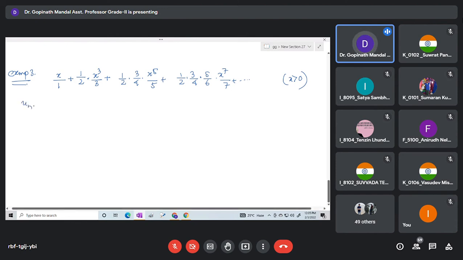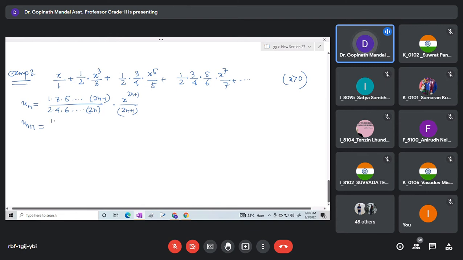Now un, what is un? Un is 1.3.5 up to 2n minus 1 upon 2 4 6 up to 2n, times x to the power 2n plus 1 upon 2n plus 1. Next, now it is un plus 1.